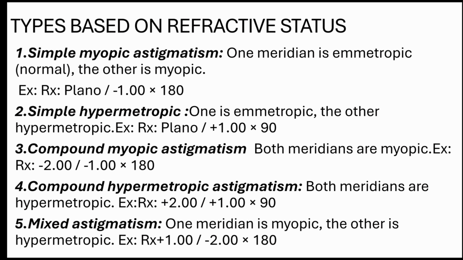In compound myopic astigmatism, both meridians are myopic. Example, -2, -1 into 180 degrees. In compound hypermetropic astigmatism, both meridians are hypermetropic. Example, +2 and +1 into 90 degrees. In mixed astigmatism, one meridian is myopic and the other is hypermetropic. Here the example, +1 and -2 into 180 degrees.